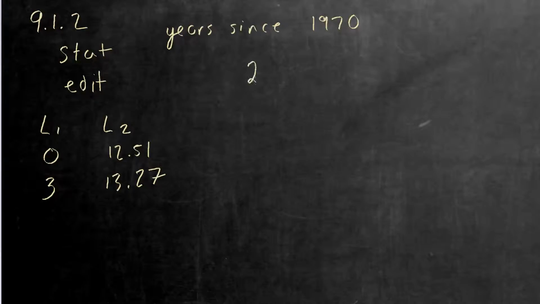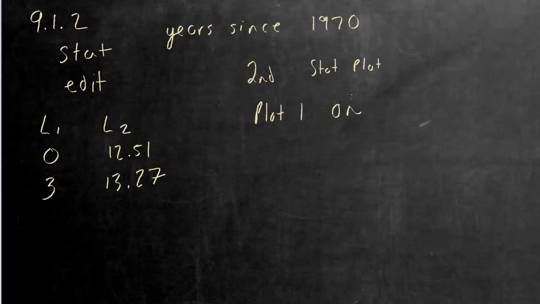So press second, stat plot. Should be right above the y equals. And we want plot 1. Press enter and turn it on. And you can change the type. I think usually the default is the scatter plot.